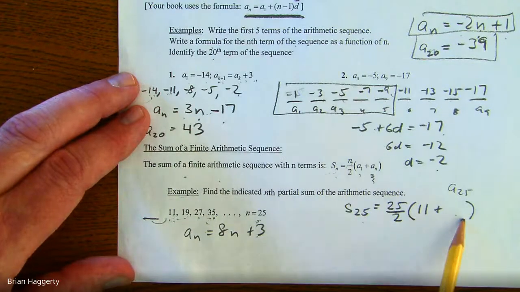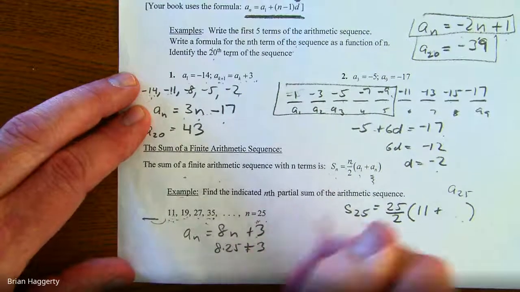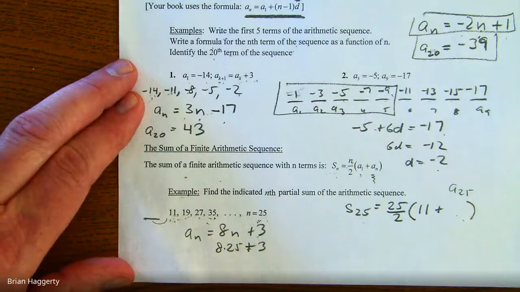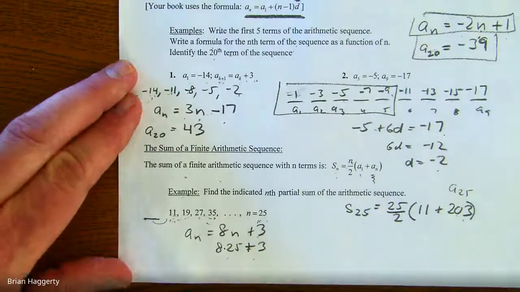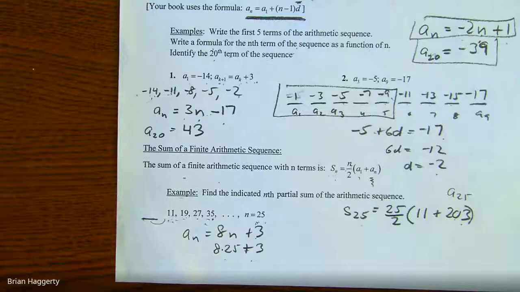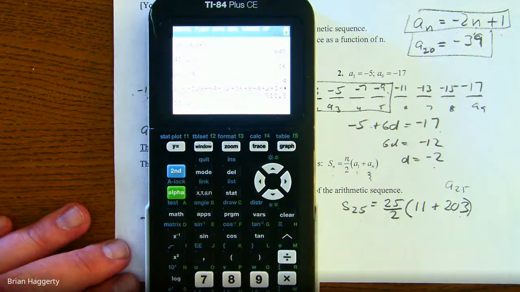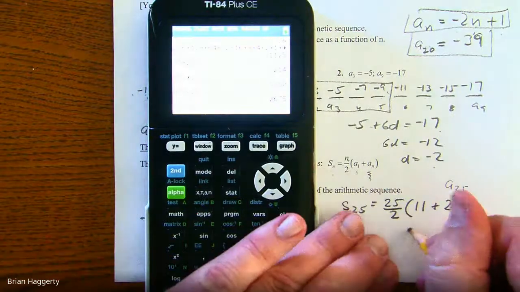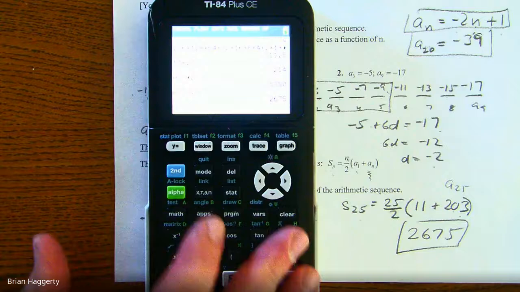In order to answer this question over here, we need the 25th term. So 8 times 25, is that 200? Then 200 plus 3, 203. Get 11 plus 203 times 25 divided by 2. So 2675. That's the sum of the first 25 terms.